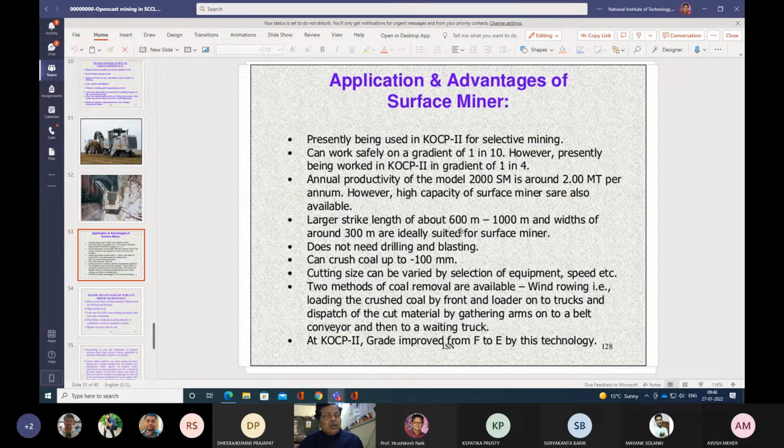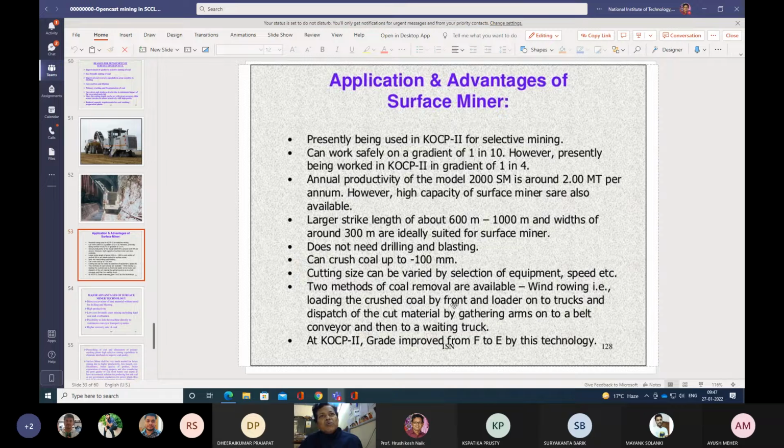Larger strike length, as I have told, 600 meter to 1000 meter, and width of around 300 meter are ideally suitable for surface miner technology. It does not need drilling and blasting. This is the greatest advantage of using this surface miner technology. It can crush the coal up to a size of 100 millimeter. Cutting size can be varied by selection of equipment and speed of the equipment.